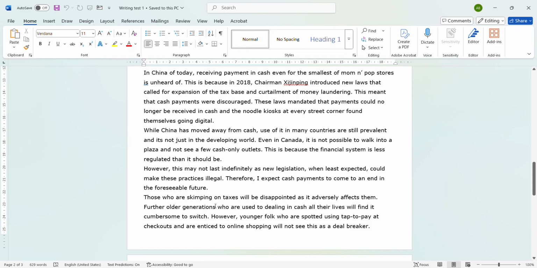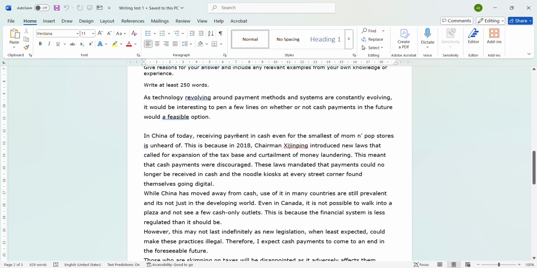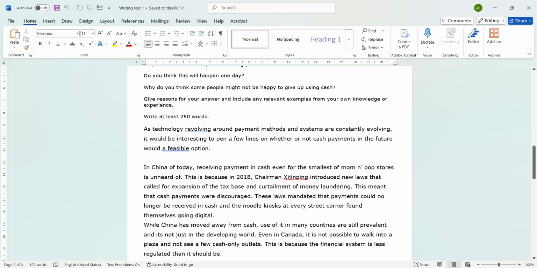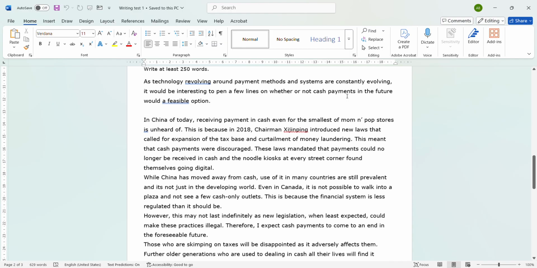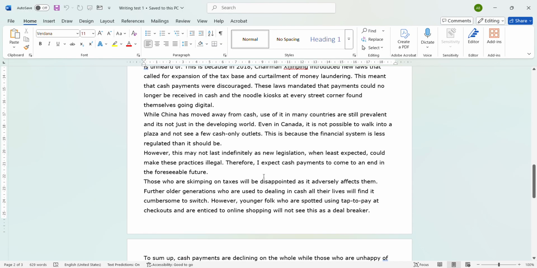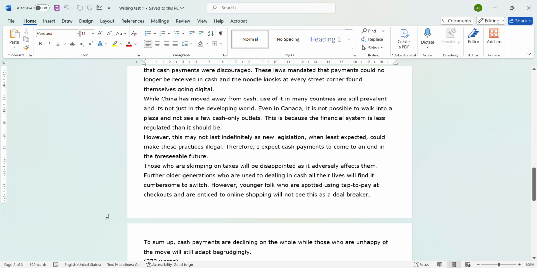However, those who are skimping on taxes will be disappointed as it adversely affects them. Those who deal in cash are most likely trying to dodge taxes, and that is the reason we are giving why people are not happy to give up using cash. Further, older generations who are used to dealing in cash all their lives will find it cumbersome to switch. So that is another reason.